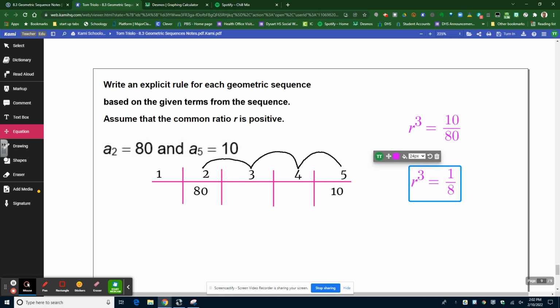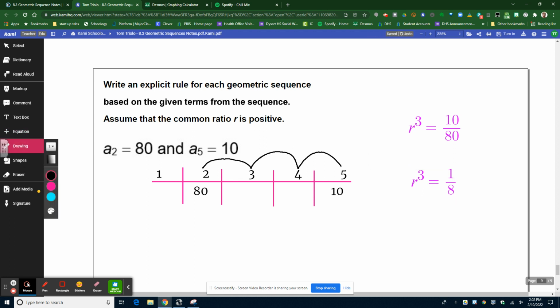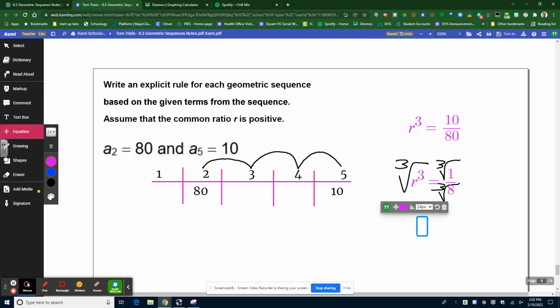Yeah, I just screwed up. I meant to say undo the cube, but you're right. Take the cube root. Whenever you do the one side, do the other. And since it's a fraction, I got to do it in 2 places, top and bottom. Okay. So R equals the cube root of 1, which is 1, over the cube root of 8, which is 2. So my common ratio is 1/2.